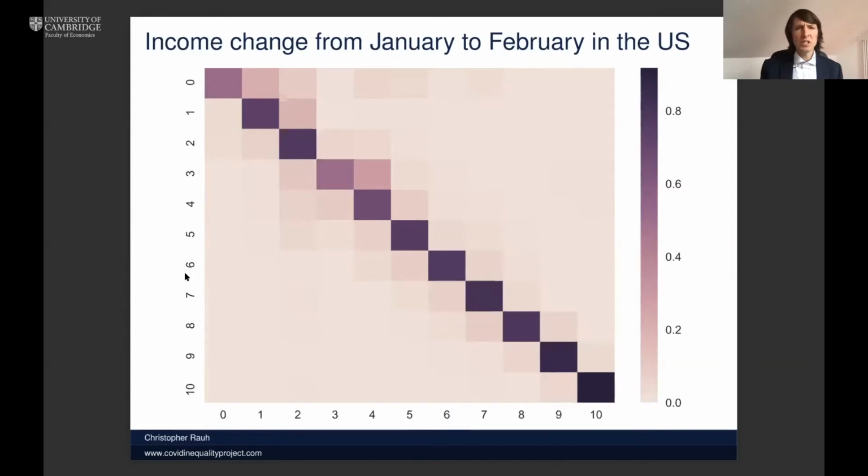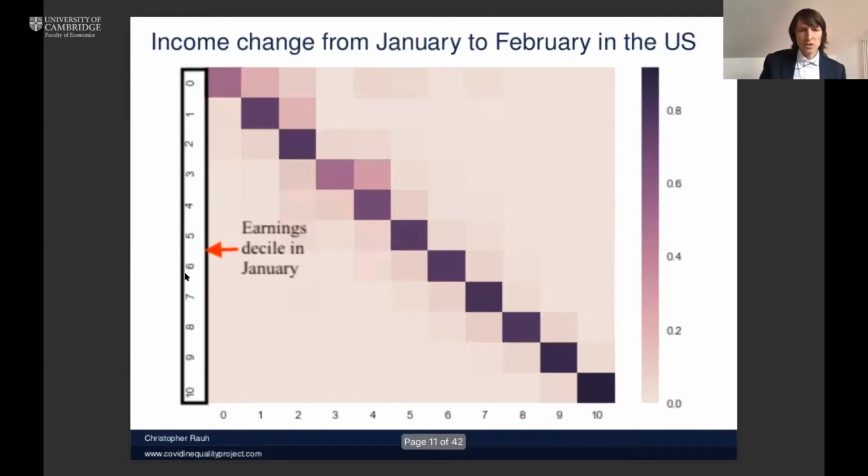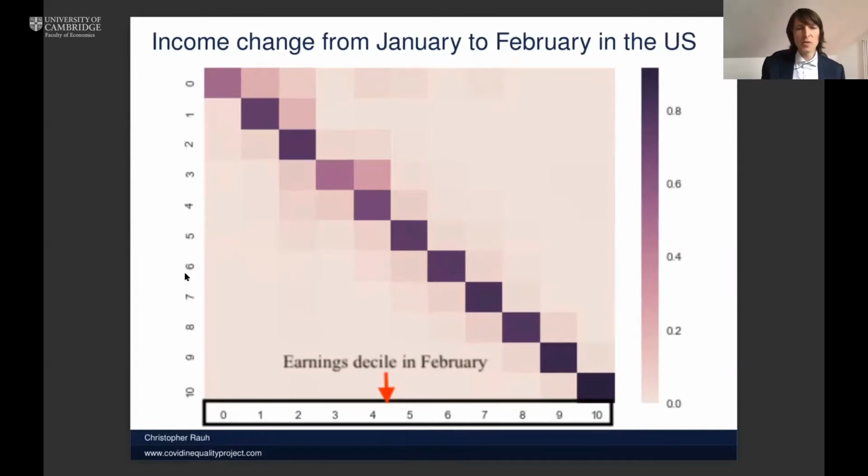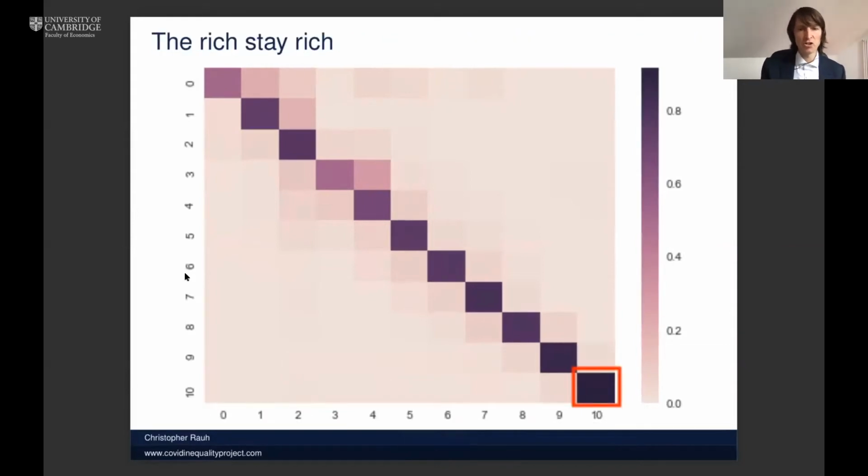So here now, we see income changes from January to February in the US in a heat map. On the y-axis, we have the earnings decile in January, where 0 means you had 0 income, and the 10th decile means you were in the richest 10% of the income distribution. On the x-axis, we have people's earnings decile in February. And the darkness of a cell tells us how likely a transition is.